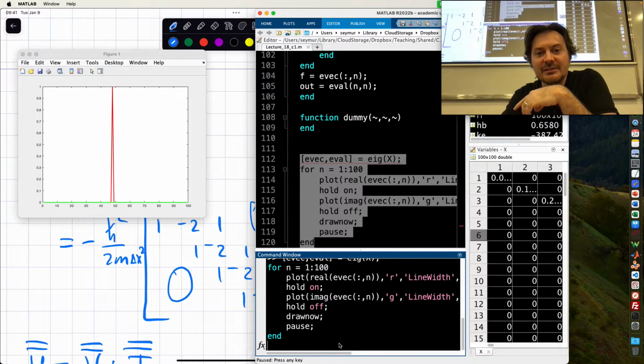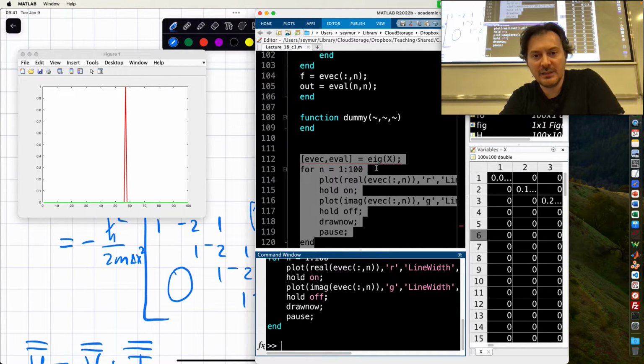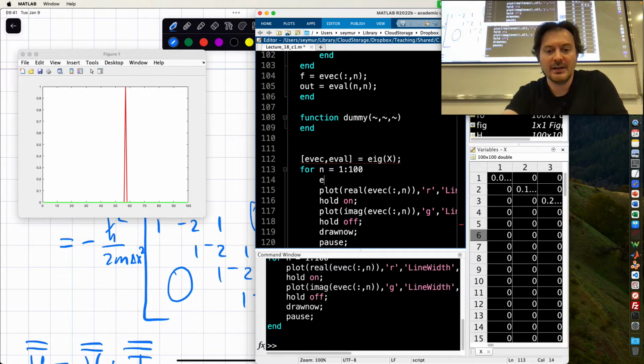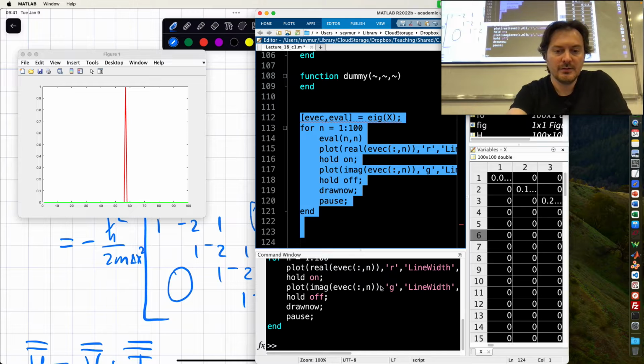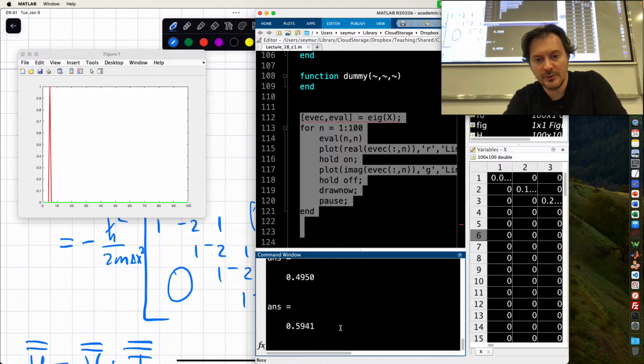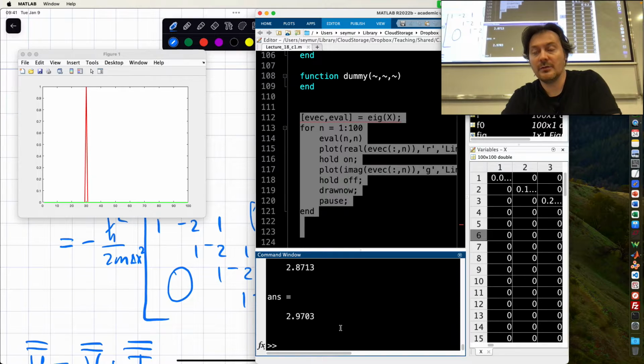So this is operator x, and these are its eigenvectors. Okay? If you want, I can also write its eigenvalues. Let me write the eigenvalue of n by n. So when I run this, do you see that the eigenvalue is this one, and as I move on, it just moves on to other eigenvalues, right? Yes, you have a question. Yeah, what does the dummy function do?